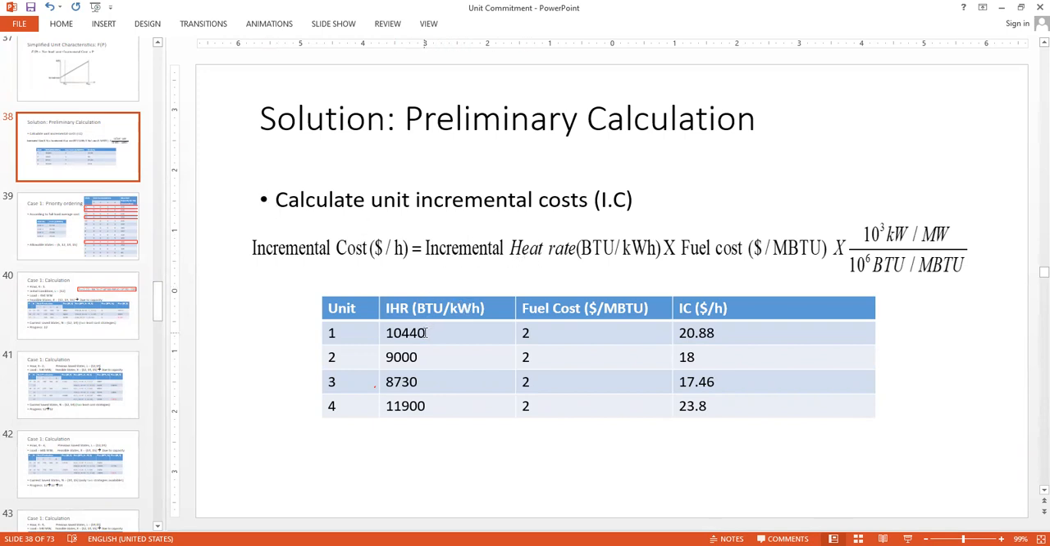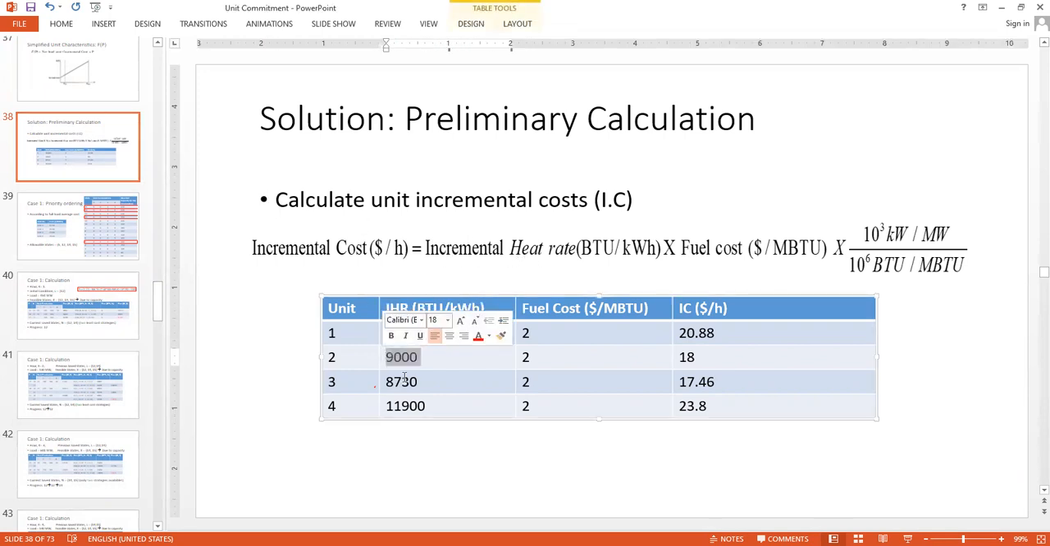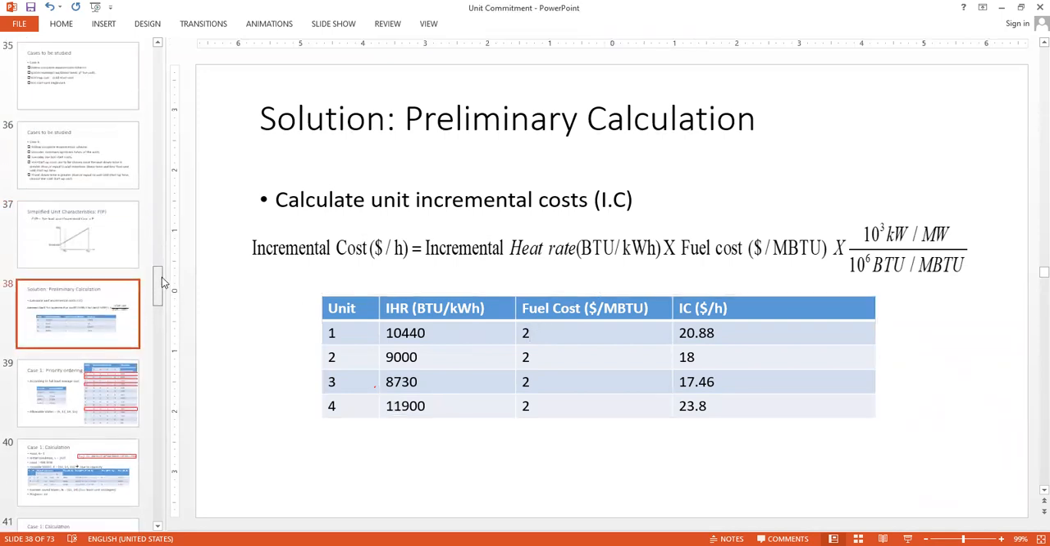The incremental heat rate is already given. So these values are given, and the unit is British thermal unit per kilowatt hour, multiplied by the fuel cost. The fuel cost, as I said, is assumed to be the same for each of the units. That is given also in the problem statement, the very first slide of the problem statement.